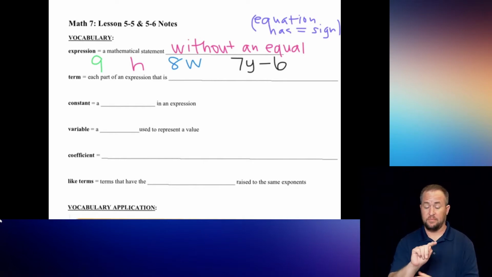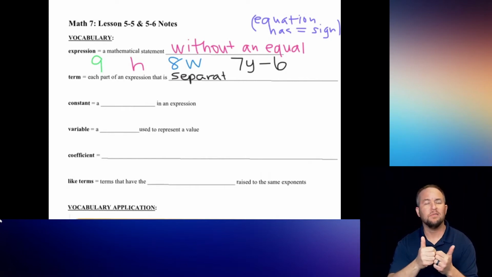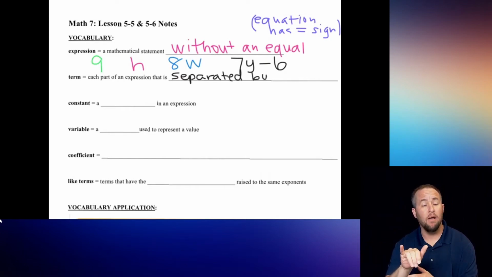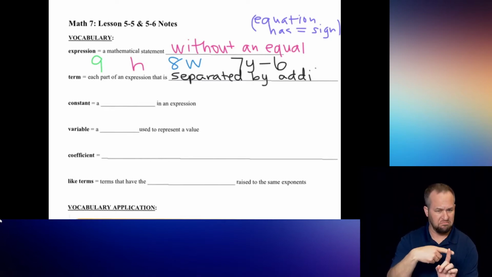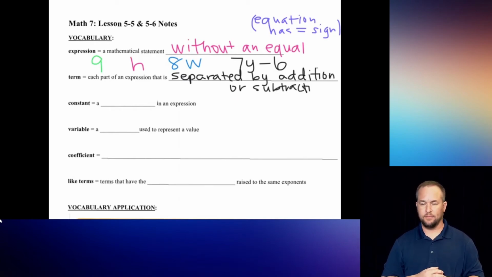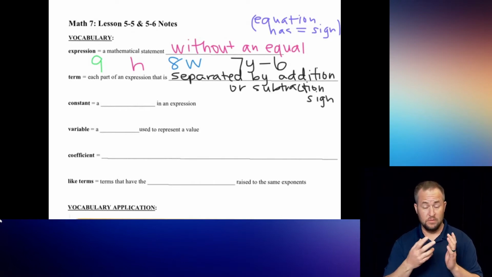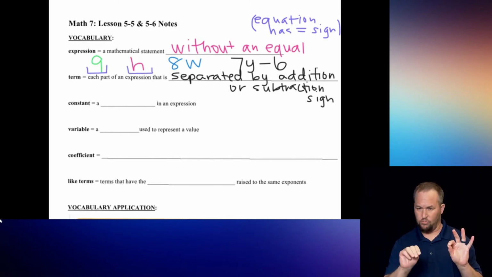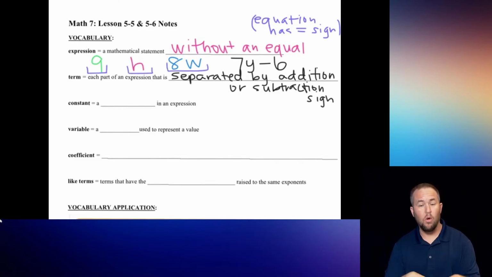So terms are each part of an expression that is separated by an addition or subtraction sign. All right, so right here, this is an example of a term. This 9 is one term. W is also one term, and 8W. Those are all one terms.